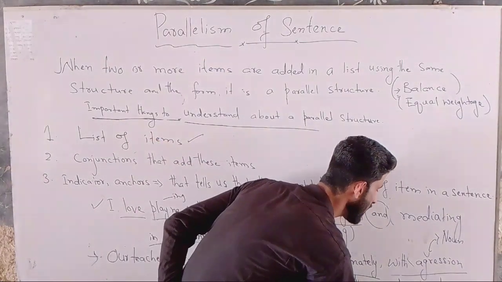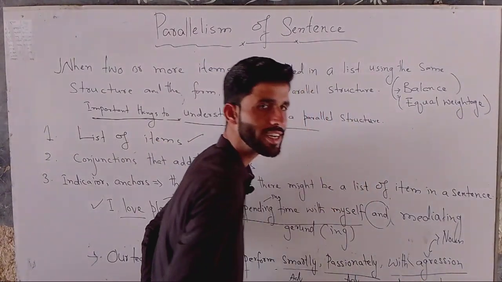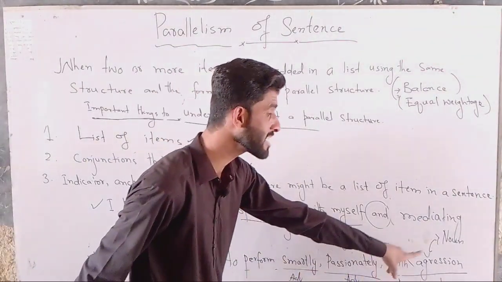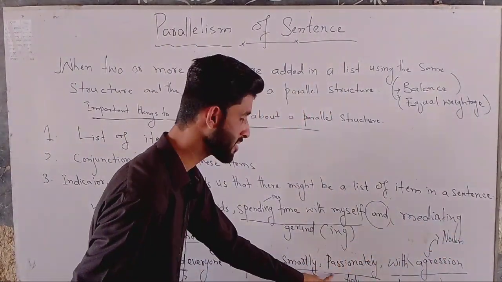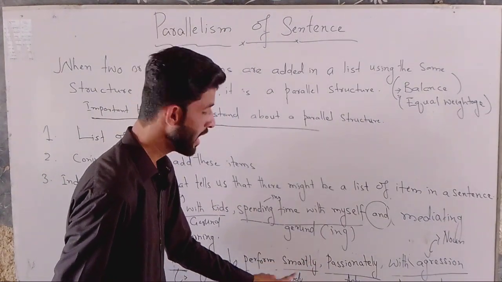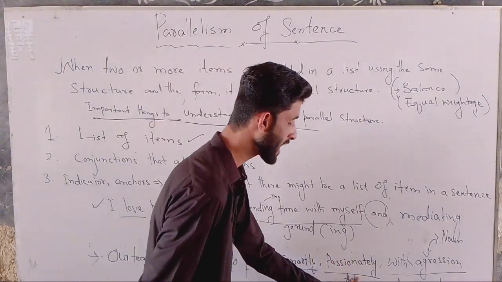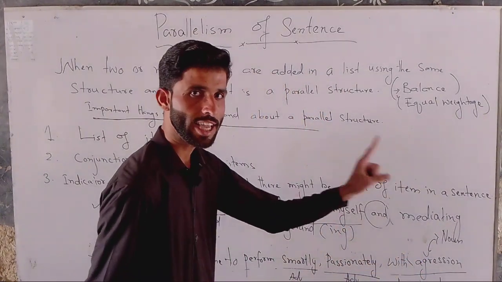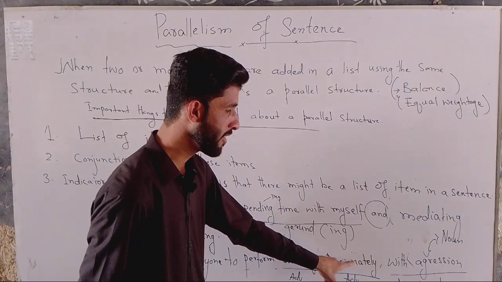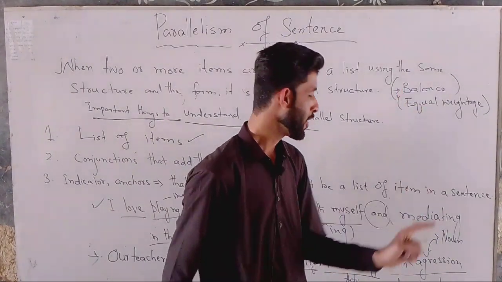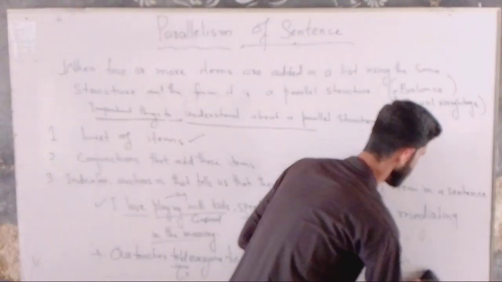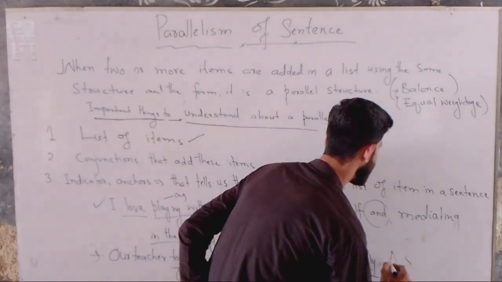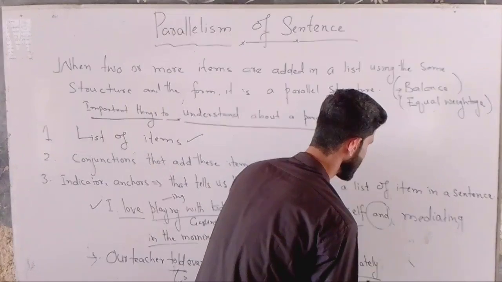Aggressively is an adverb. So instead of "with aggression", where aggression is a noun, the right one is an adverb. The first one is an adverb, the second one is an adverb, the third one was a noun. So the equal weightage will be adverb, adverb plus adverb. Okay. The right one will be aggressively.